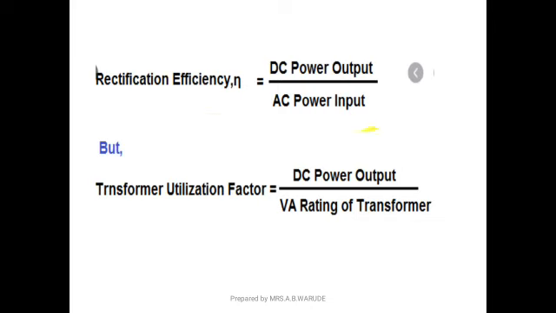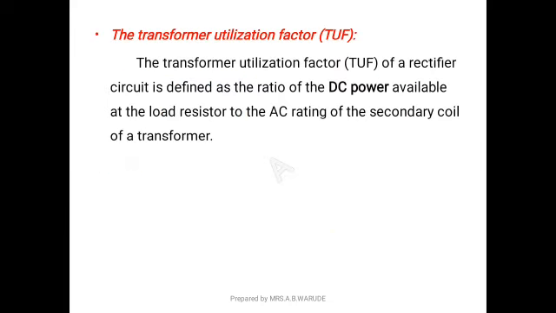And the next point is what is TUF. TUF means transformer utilization factor, and its formula is DC power output to the AC rating of the transformer. The definition is: TUF of a rectifier is defined as the ratio of DC power available at the load resistor to the AC rating of the secondary coil of a transformer.